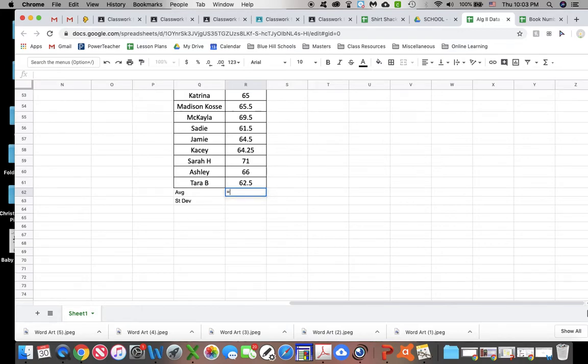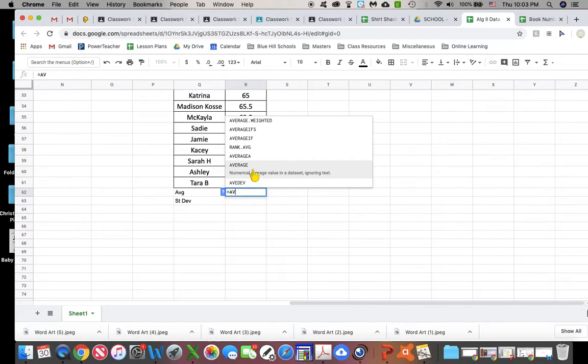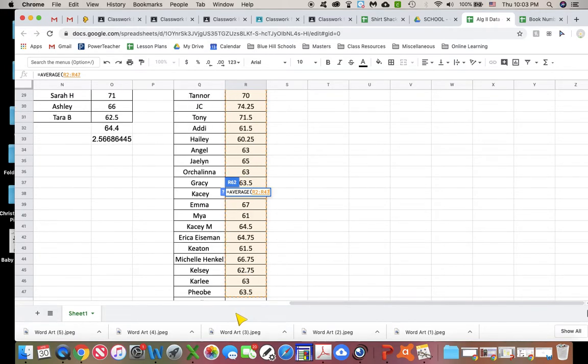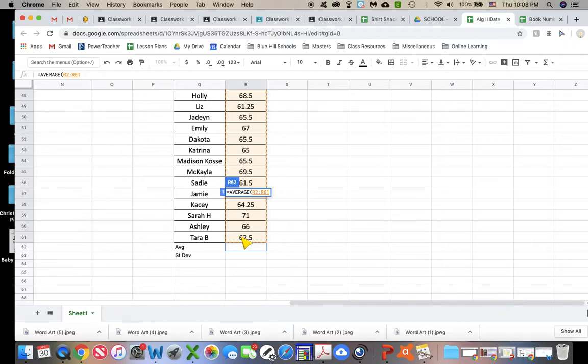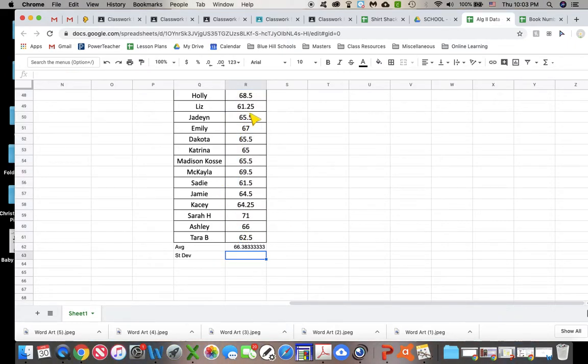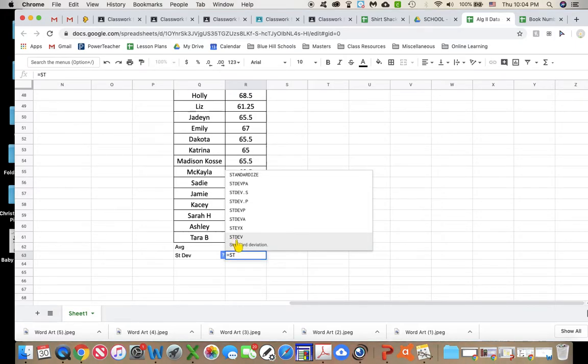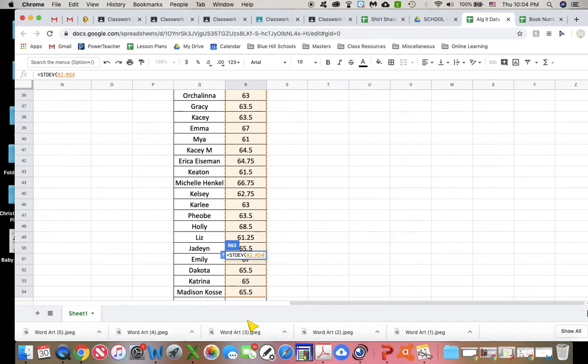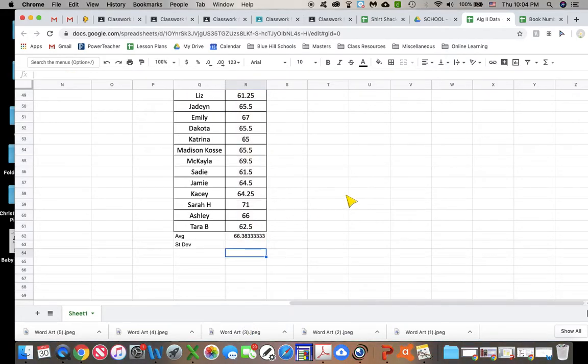So I just do equals AVERAGE. I'm going to select all of these numbers going all the way down, and it's going to give me the average height. Now each one of these is in inches, so all of the height data is rounded to the nearest quarter of an inch. Like this 61.25 would be 5 foot 1¼ inches. All of these are rounded to the nearest quarter of an inch, but they're all in inches, not feet and inches. Standard deviation, I'm going to do that. Select all of my stuff. And there's my standard deviation.